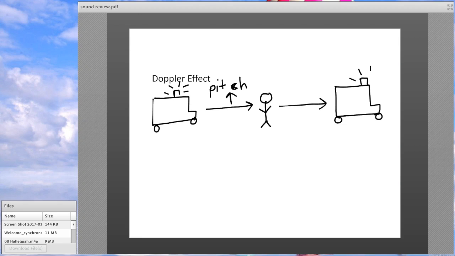That is the best example of the Doppler effect. If you want to watch something funny, look up Big Bang Theory Doppler effect. Sheldon does a really good Doppler effect. He goes as the Doppler effect for Halloween one year.